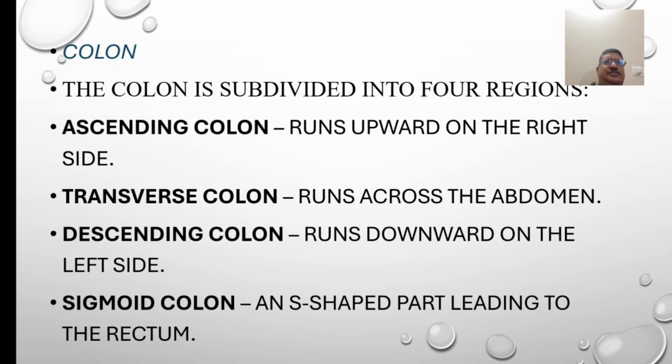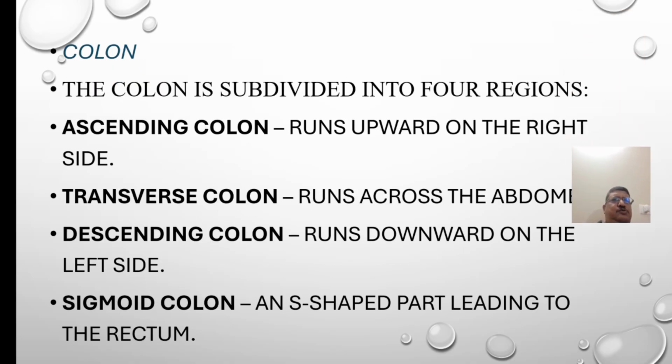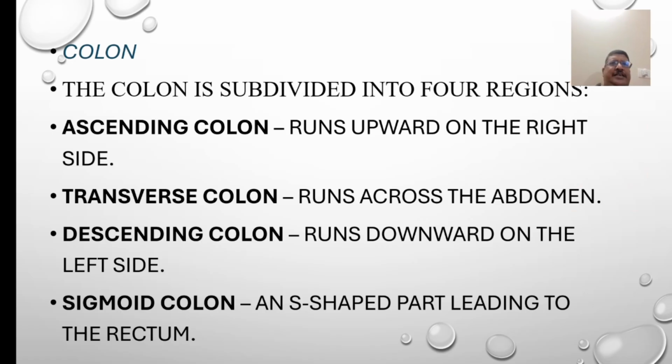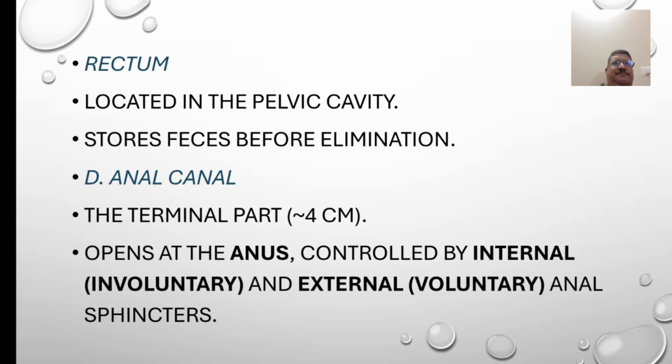Colon. The colon is subdivided into four regions. Ascending colon runs upward on the right side. Transverse colon runs across the abdomen. Descending colon runs downwards on the left side. Sigmoid colon, that is the S-shaped part leading to the rectum.